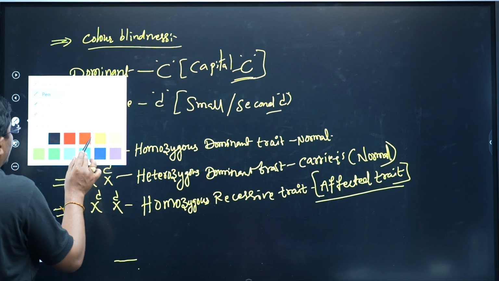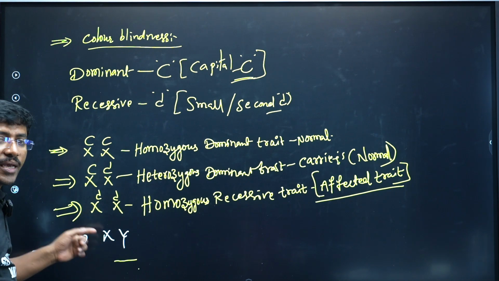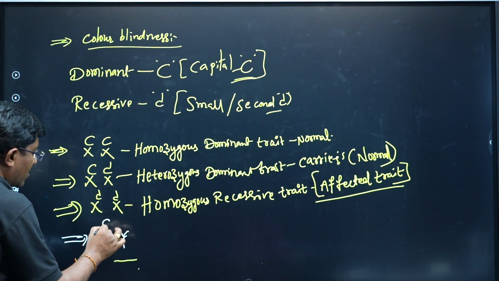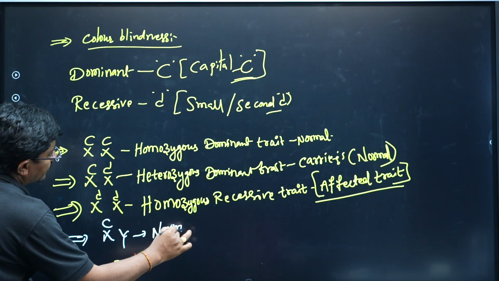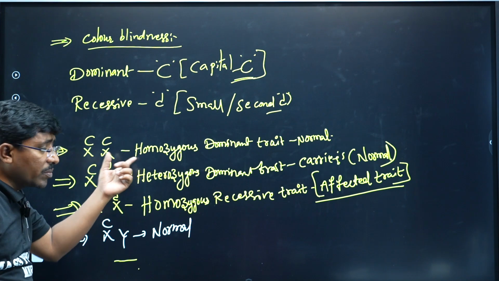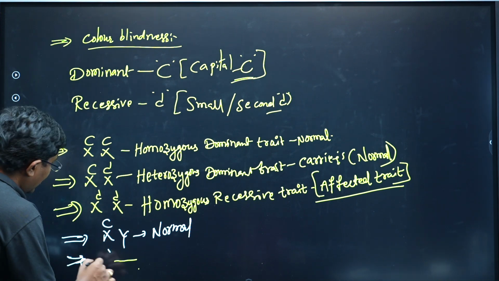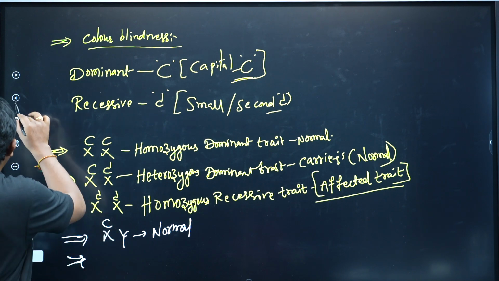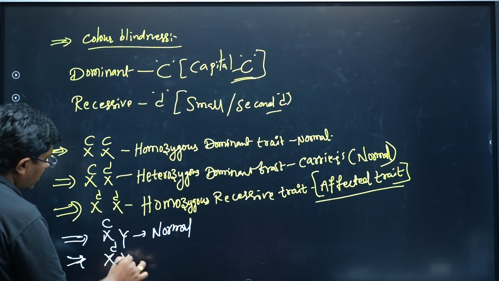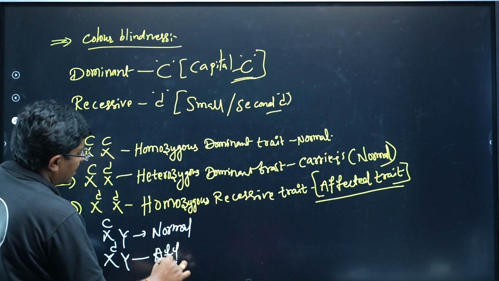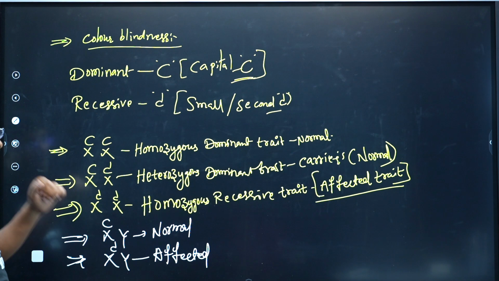Next go to the male version. For example, it is the male karyotype. On the single X chromosome, capital C is there. This male is normal. So we don't say homozygous or heterozygous, because only one X chromosome is there in the male. And next, another trait: small c is there on this X chromosome. It is the affected male. These are the karyotypes.